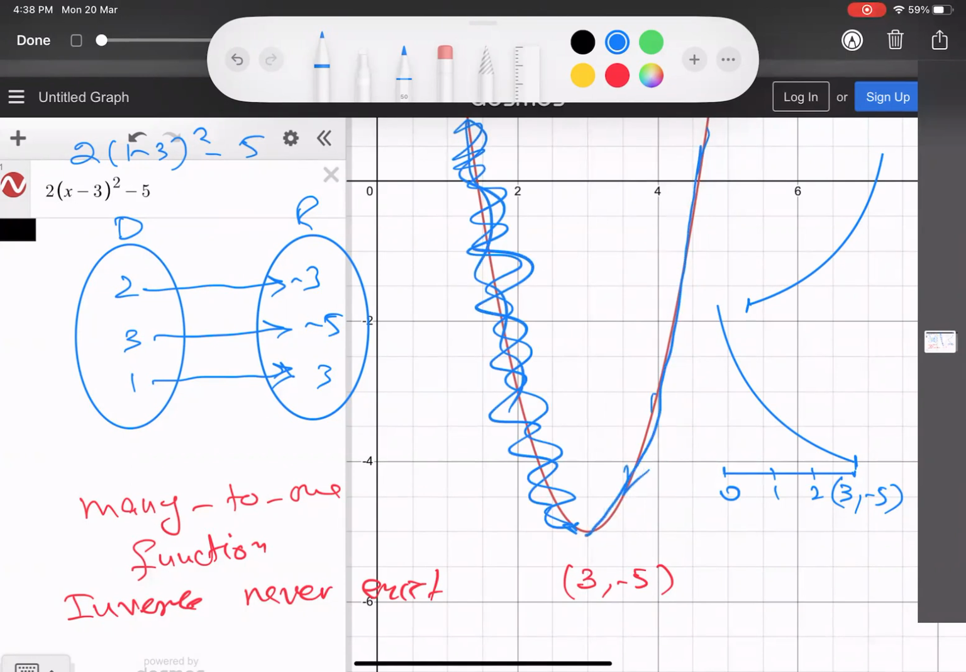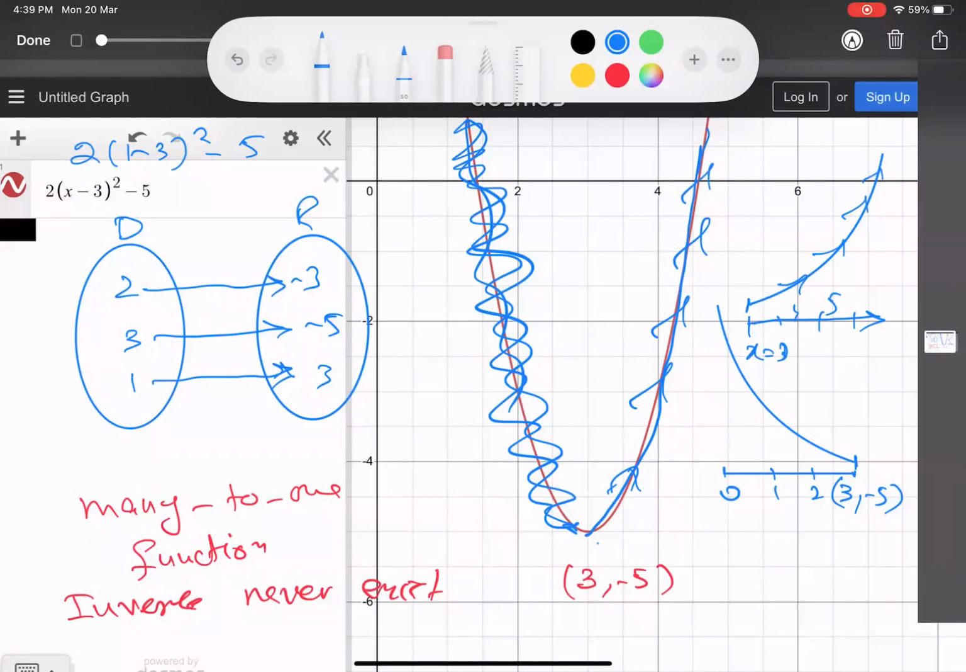So this right side graph is starting from 3 and going right. The x value is 3 and going 3, 4, 5, 6. So the graph is going this way and is again a one-to-one function. I believe all of you understand well.